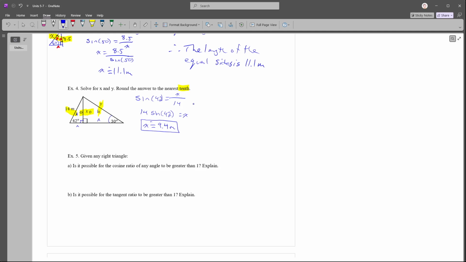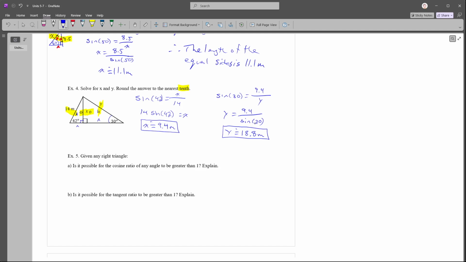Okay, so we do it again. So we end up with sine of 30 this time is going to be equal to our opposite, which is 9.4, which we just finished calculating, and that's going to be over top of our hypotenuse, which is y. We're going to cross multiply. We're going to end up with y is equal to 9.4 over sine of 30. Doing that calculation, you're going to end up with y is approximately equal to 18.8 meters. And there we go. We've calculated both values.